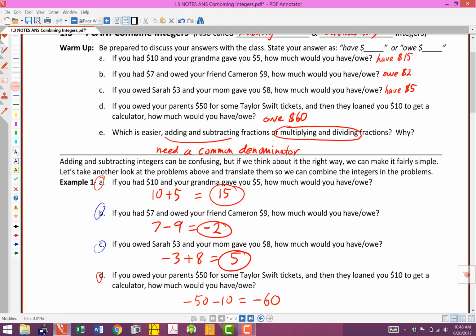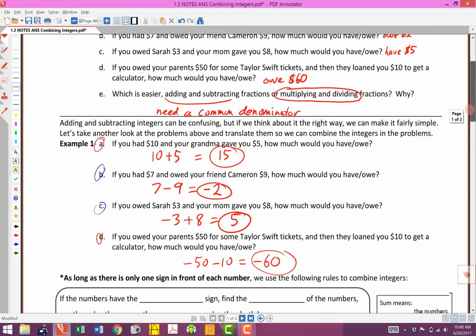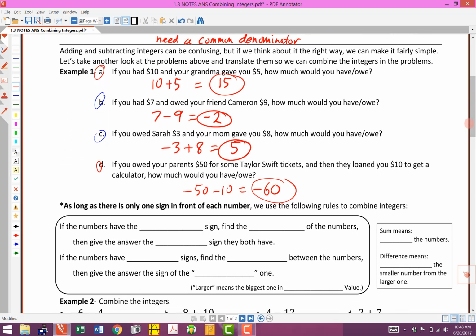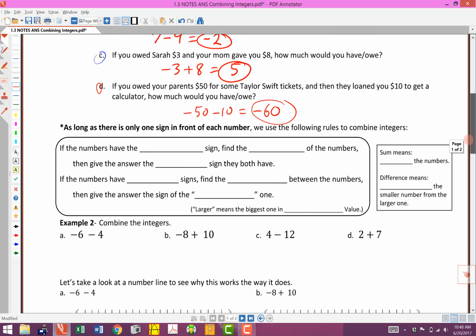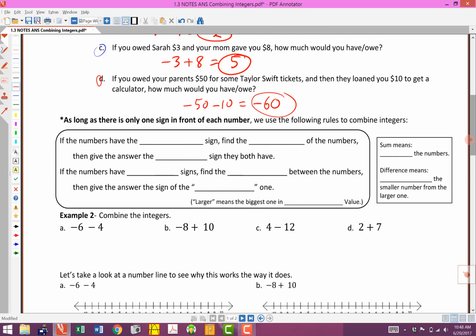We're going to figure out what we can do to find what we get when we combine integers. So here are the basic rules. We're going to cover this in kind of 2 steps, but we've got to make sure that something is true before we try and combine these. As long as there is only one sign in front of each number, so you've got to make sure that there's only one sign in front of each number, we're going to use the following rules to combine integers.